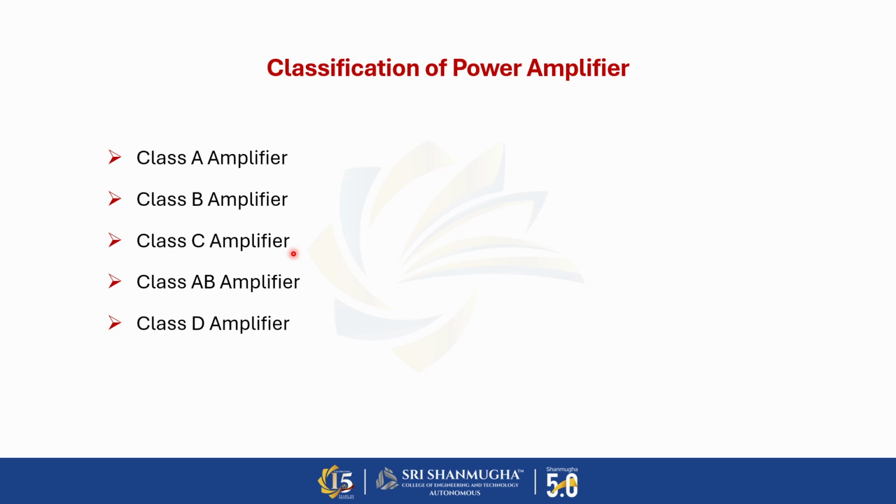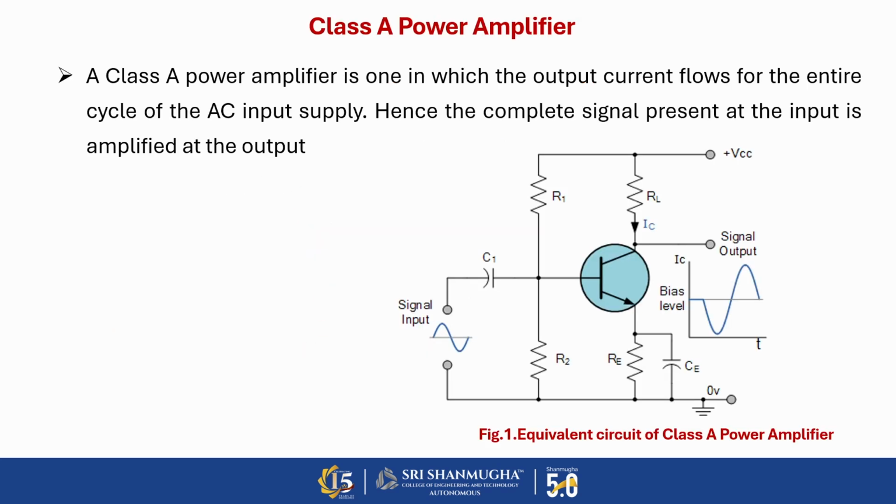So in these slides, I'm going to discuss all the types of power amplifiers. So first, I will move to the class A power amplifier. Figure 1 represents the equivalent circuit of the class A power amplifier. In general, for all the power amplifiers, we are using the BJT type of transistor. It has 3 terminals: base terminal, collector terminal, and emitter terminal. We are applying the input signal only at the base of the transistor stage, and we are taking the output at the collector terminal of the transistor stage.